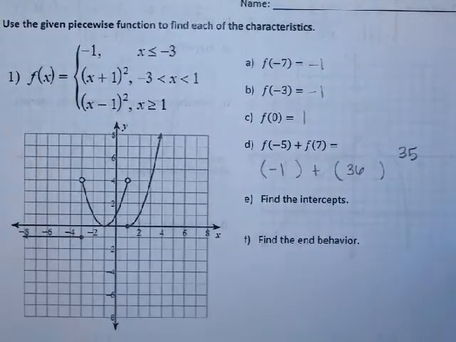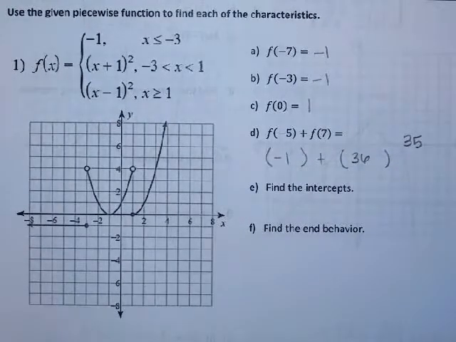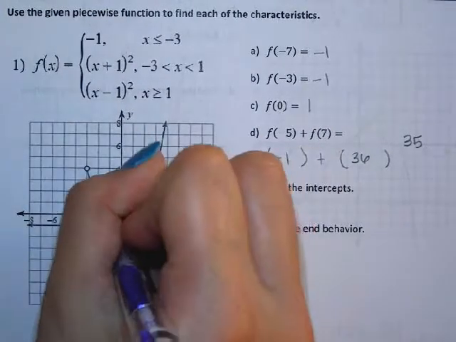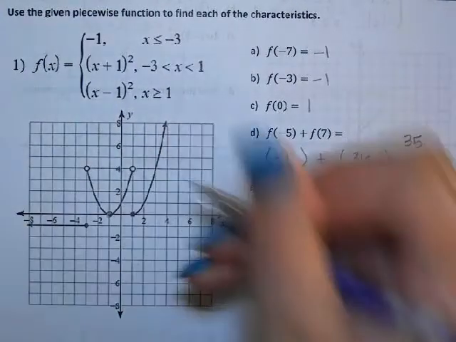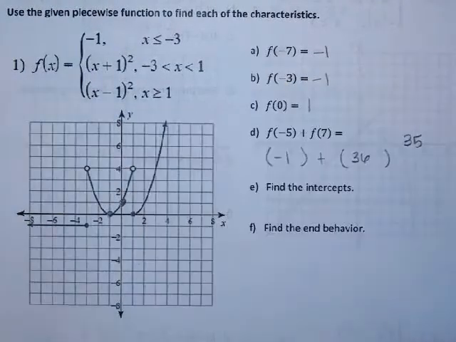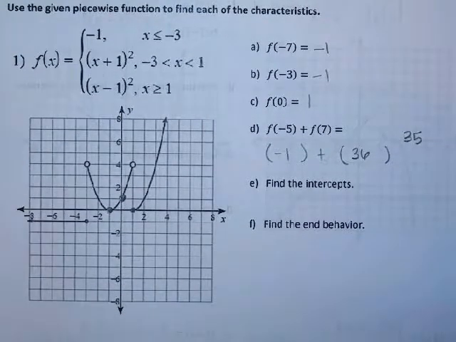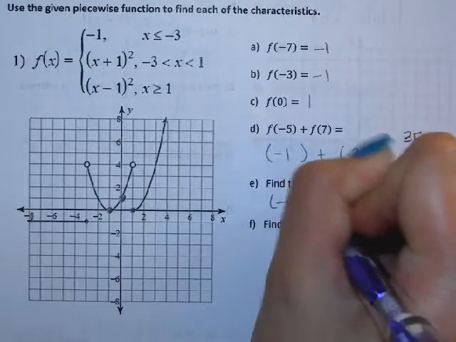Okay, it says to find the intercepts. How many of those do we have? 3. We have an x-intercept, an x-intercept, and a y-intercept. Yeah. So go ahead and write them down. So what are the intercepts? (0, 1), (0, 0), (0, 1).